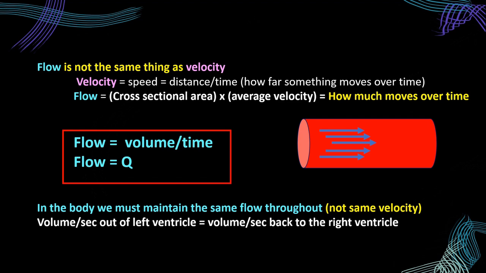In the body, we have to maintain the same flow throughout, the same volume moving, but we don't have to maintain the same velocity. We don't have to maintain the same speed throughout. Volume per second out of the left ventricle has to equal volume per second back to the right ventricle.